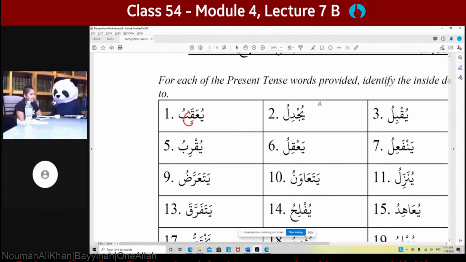Yata'awanu. It's already passive. No, it's not. Yuta'awanu. Pay attention. It's yu. Ta'awanu. Thank you.